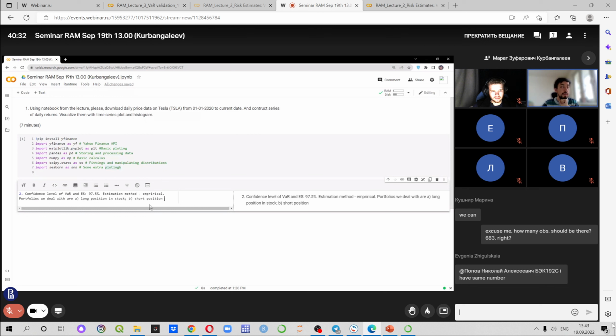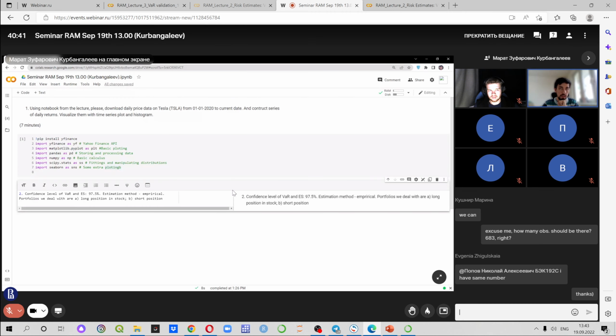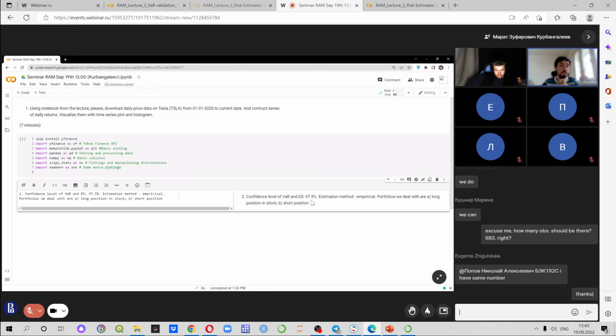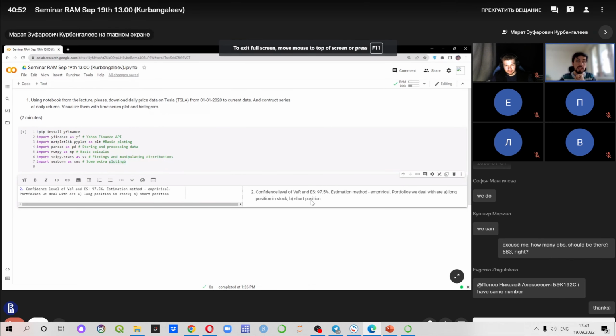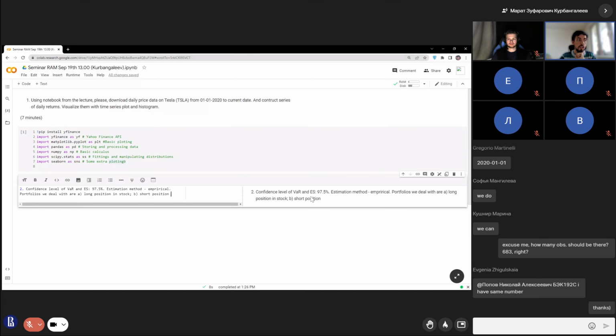For position B, the short position, you are actually afraid of positive returns on the stock. So technically, your losses are represented by positive returns, and the outcomes where you have to search for value at risk and expected shortfall actually lie in the right tail of the distribution.